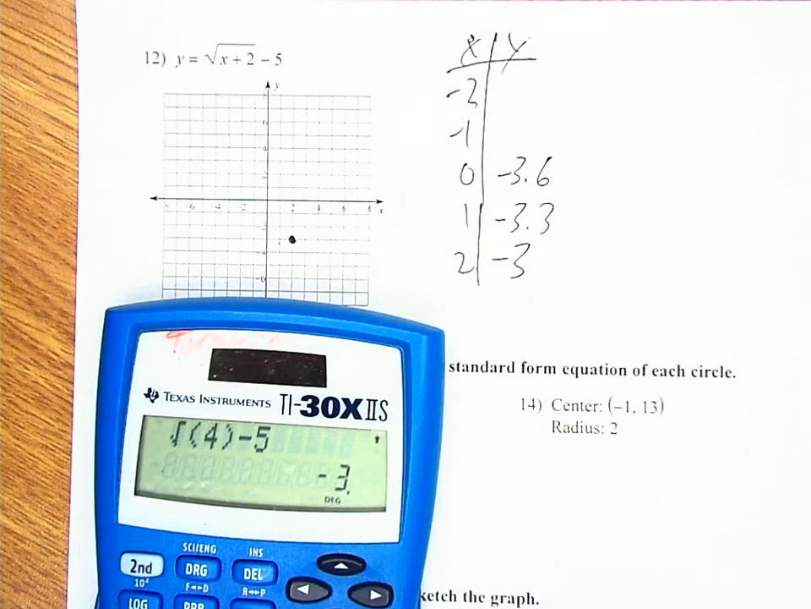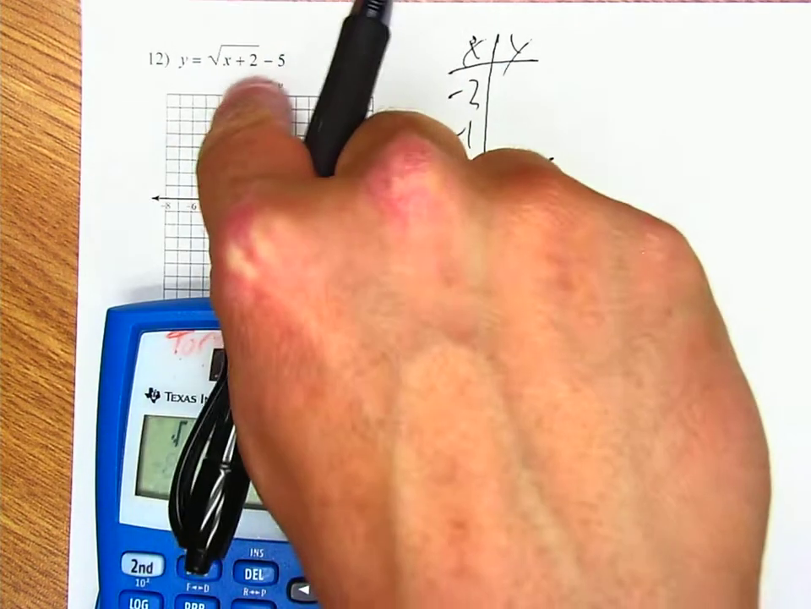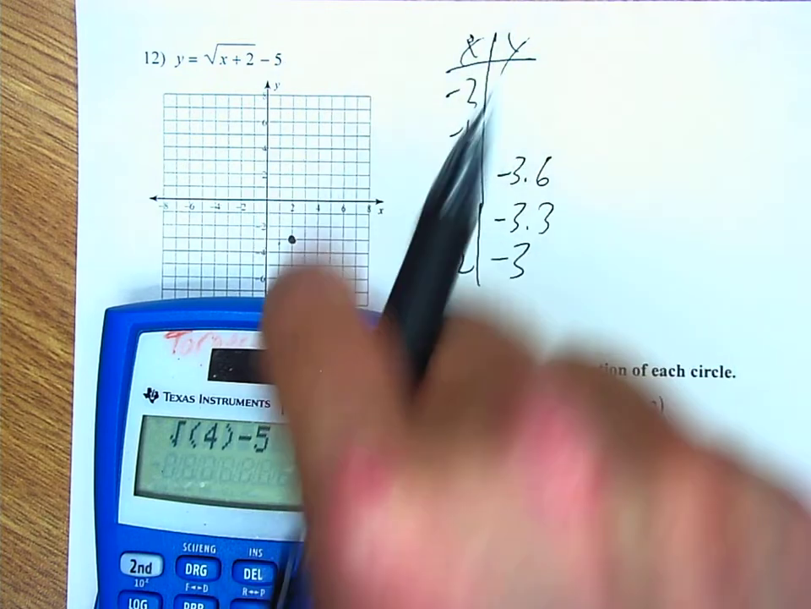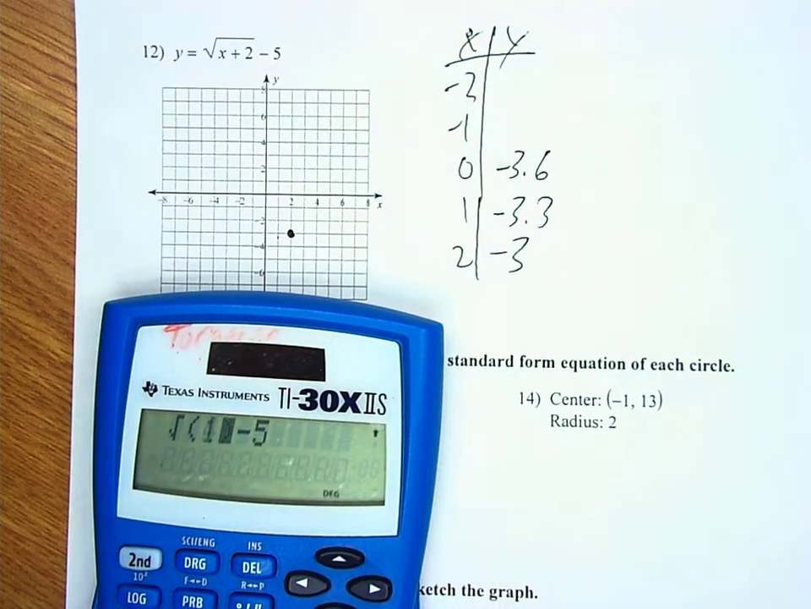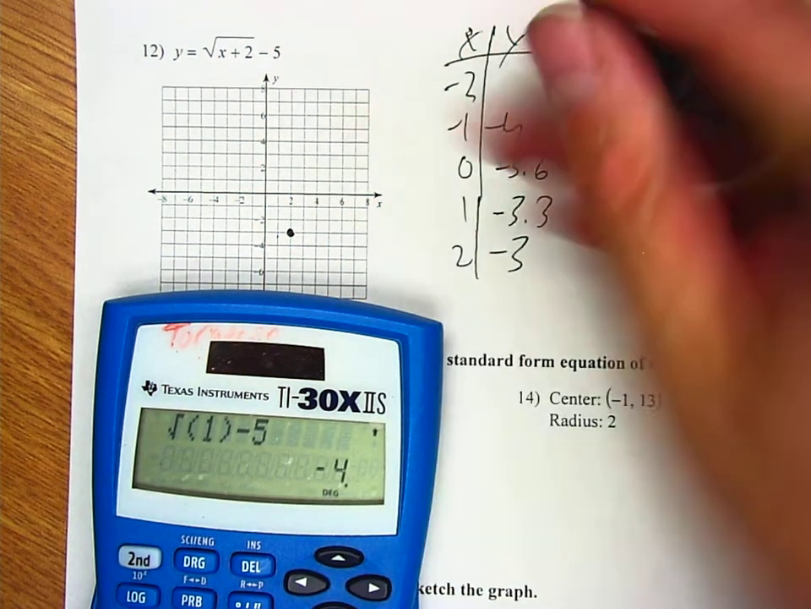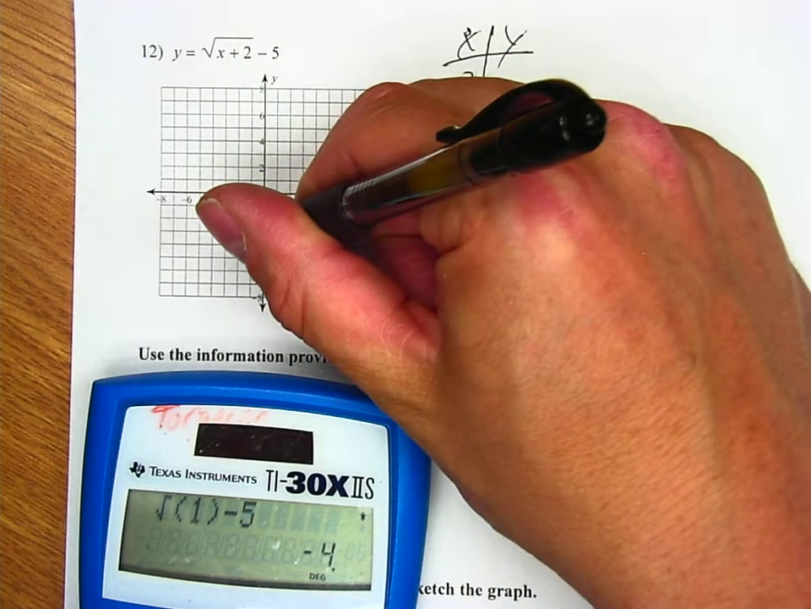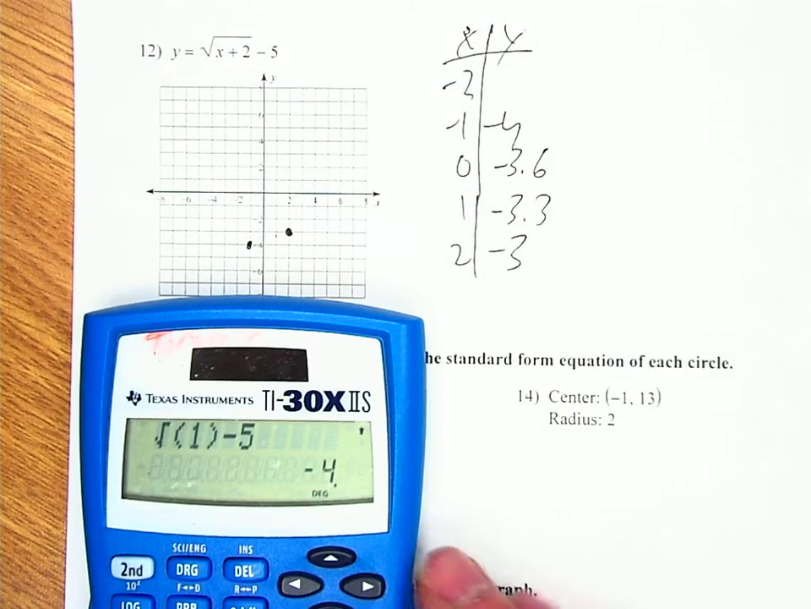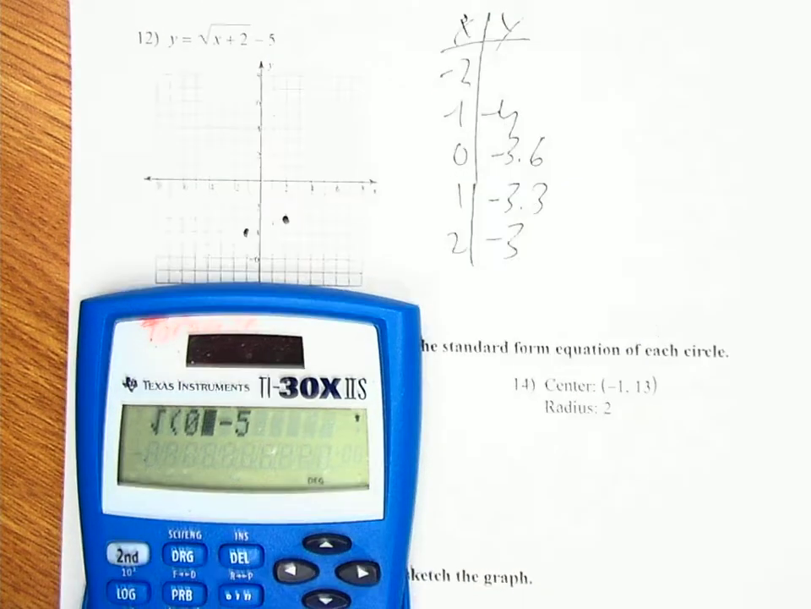All right, next one. Negative 1 goes in. So when that's negative 1, it's going to be square root of 1 minus 5. Square root of 1 minus 5 is going to be negative 4. So negative 1, negative 4. And then negative 2 goes in, which is going to make that the square root of 0 minus 5, negative 5.